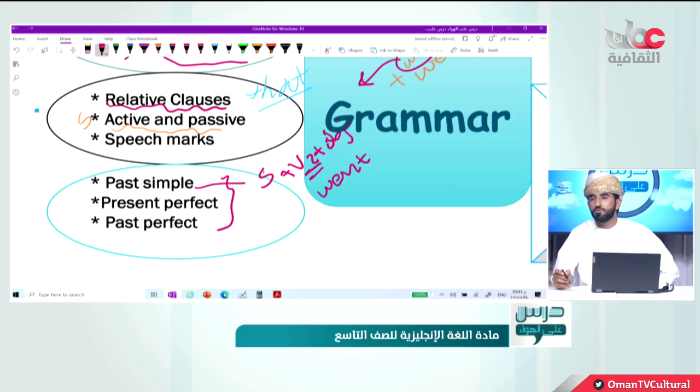It's the past symbol of go. Am I right? Good, thank you. What about present perfect? Who can tell me something about present perfect? Yes, group B. Thank you so much. An action happened in the past, correct.